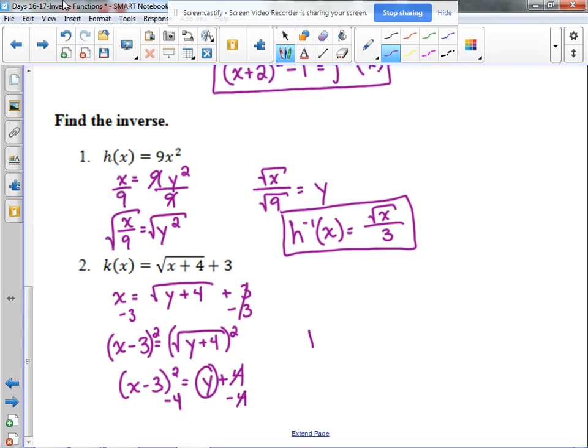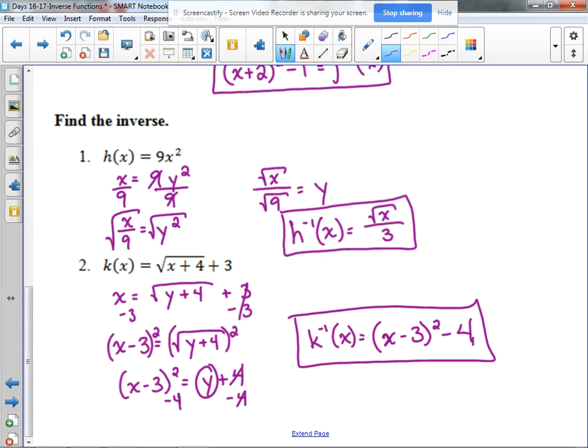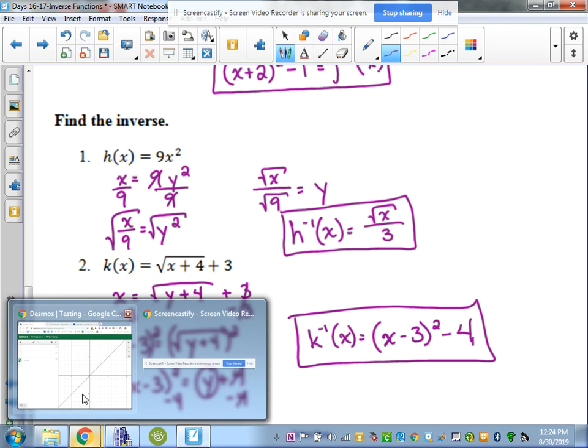Y is by itself, so I'm going to replace it with the inverse notation. Oops, that's a minus. Minus 3 squared minus 4. Okay, once y'all get that written down, I'm going to show you the graphing side of it to confirm, because this is most likely, I would think, going to be a multiple choice question. So if you have answer choices, you should be able to use those.